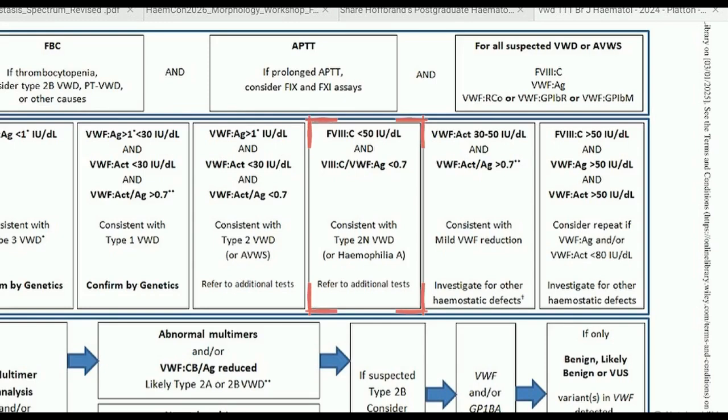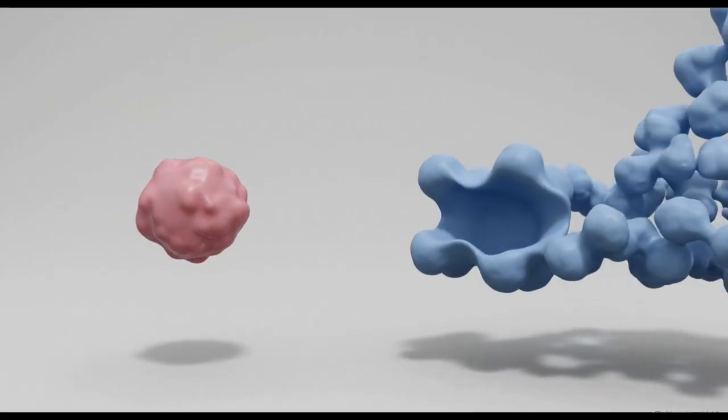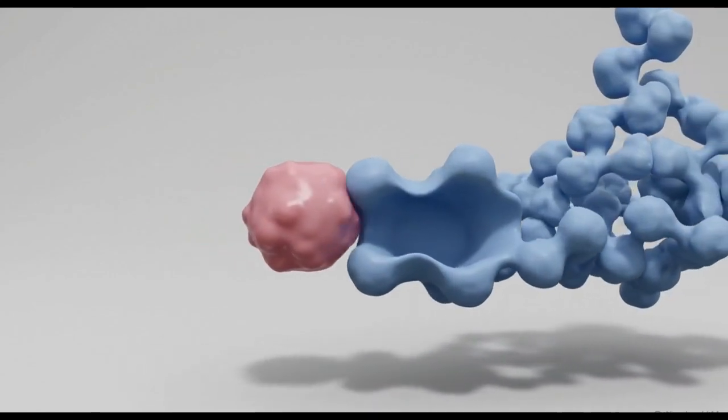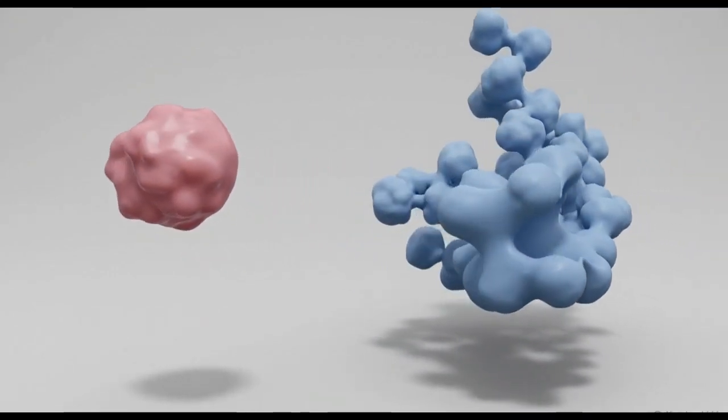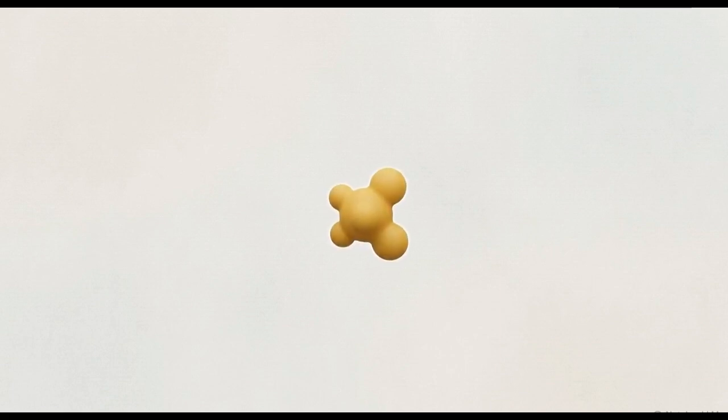Isolating the type 2N branch introduces a highly specialized set of threshold criteria. Factor VIII coagulant activity falls below 50 international units per deciliter, and the ratio of factor VIII to VWF antigen drops below 0.7. Type 2N represents a precise structural failure. The von Willebrand factor multimer completely loses its binding affinity for factor VIII. It fails to dock, leaving the coagulation factor exposed and unsupported in the bloodstream.